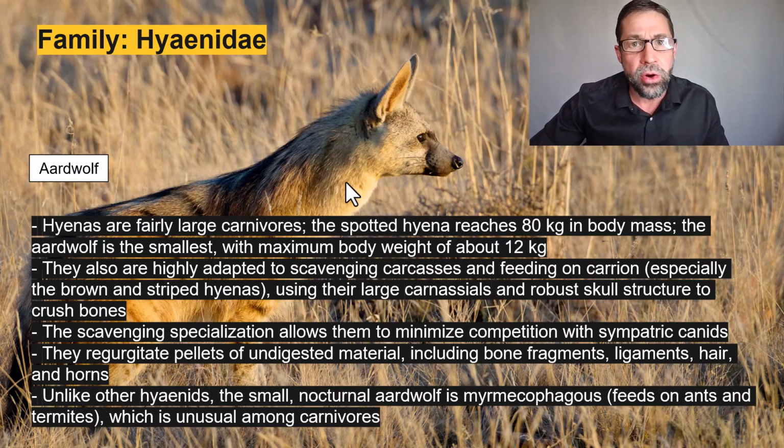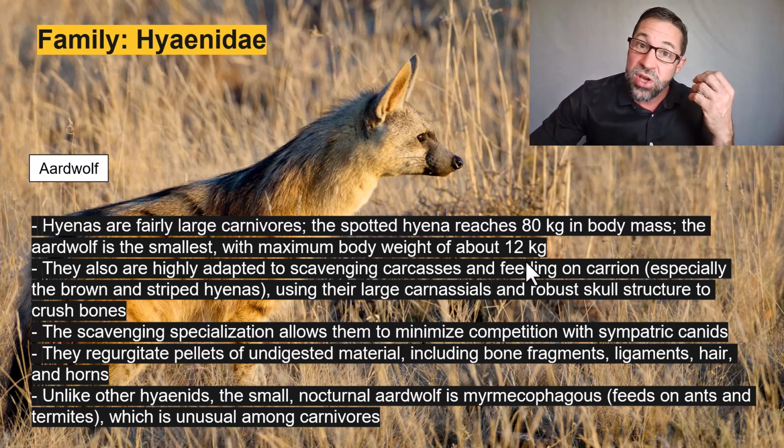Hyenas are fairly large carnivores. The spotted hyena reaches 80 kilograms in body mass. The aardwolf, pictured here, tops out at just 12 kilograms. Hyenas have well-developed canines and large premolars that make the 3 species of bone-crushing hyenas highly competent hunters. They are hunting, they're not just scavenging. They're capable of killing large prey. That said, they are also highly adapted at stealing and scavenging carcasses and feeding on carrion.